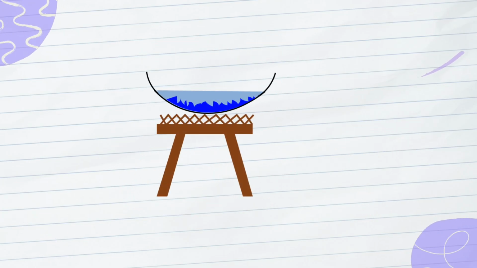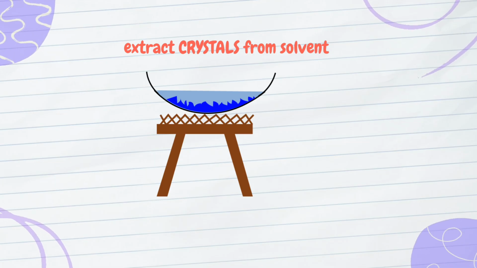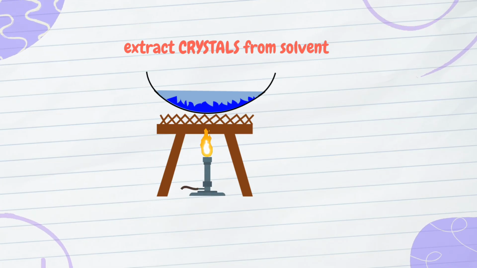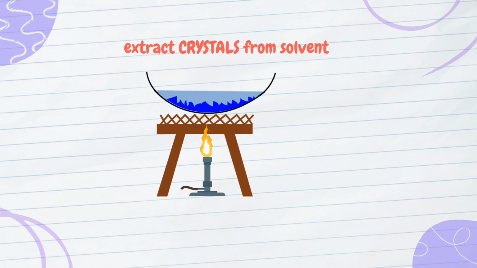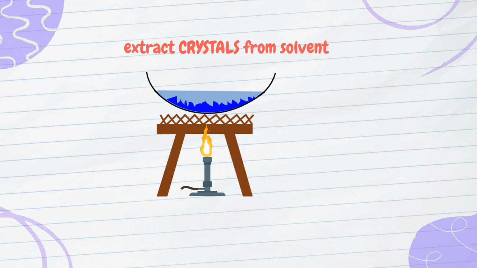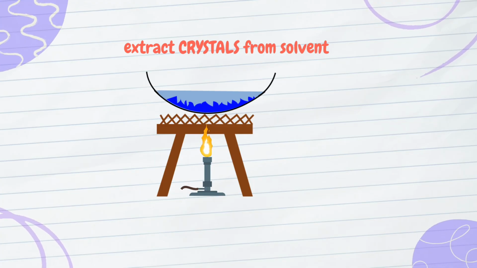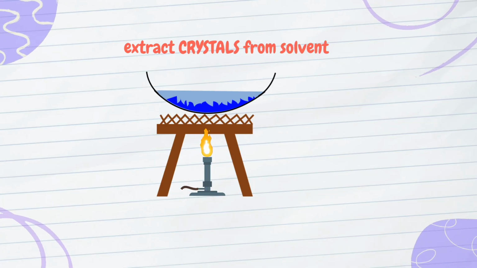To recap, crystallization is a separation technique used to extract crystals from a solvent. It separates solute solids from a liquid mixture. The solution is heated to saturation and then allowed to cool. This method exploits the temperature-dependent solubility of the solution to produce distinct and pure crystals. And that's the sparkling truth about crystallization, a technique that turns chemistry into art.